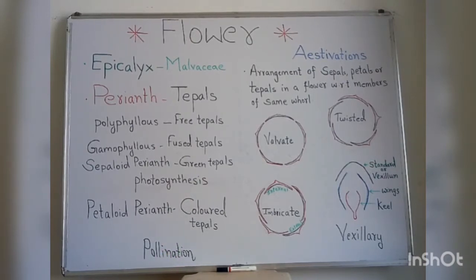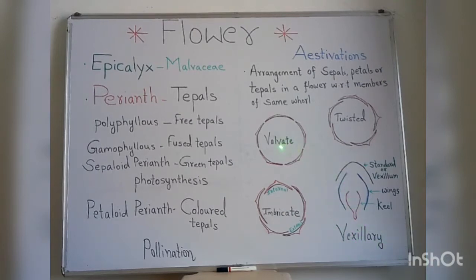Then comes aestivation. Aestivation can be defined as the arrangement of sepals, petals or tepals in a flower with respect to the other members of the same whorl. On the basis of the arrangement of sepals, petals or tepals, there are different types of aestivations such as valvate aestivation, twisted aestivation, imbricate aestivation and vexillary aestivation.